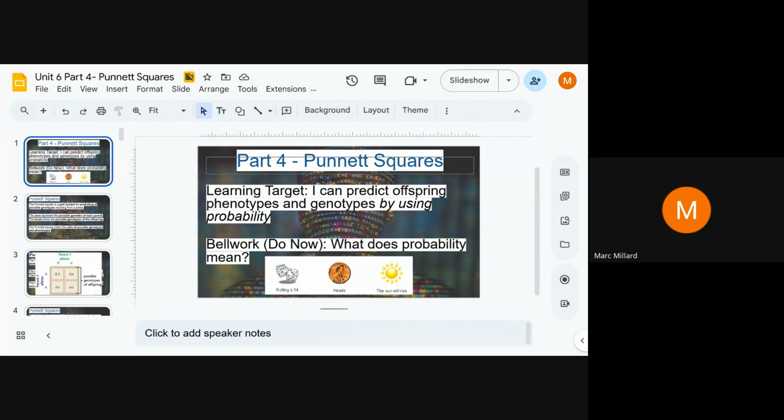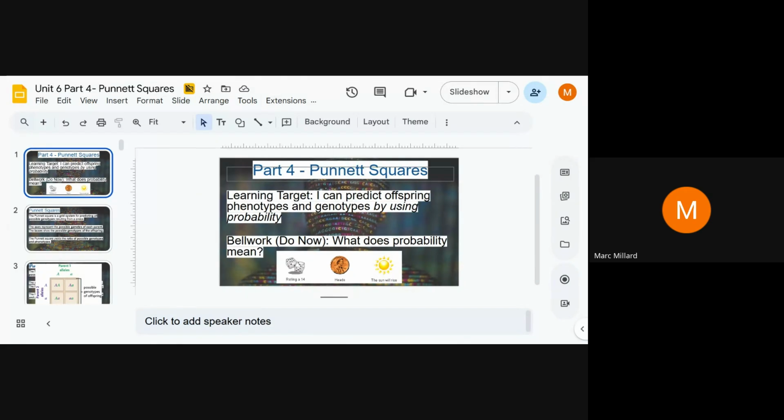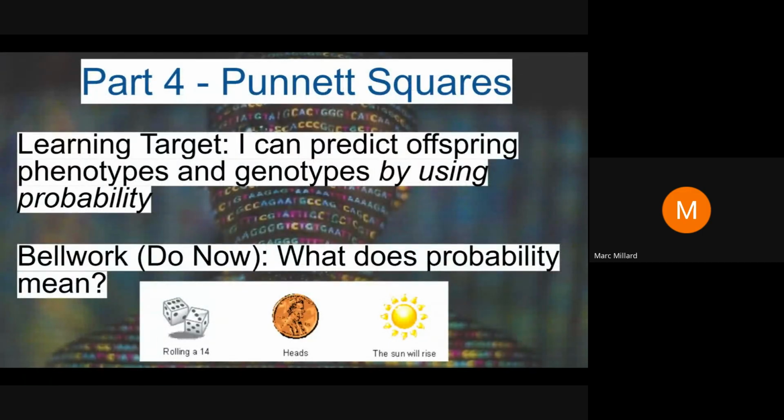We are going into our next set of notes. So today we're going to be looking at something called Punnett squares. Punnett squares are a way for us to find out the probability of what types of crosses we're going to get. So today's learning target is I can predict offspring phenotypes and genotypes by using probability.